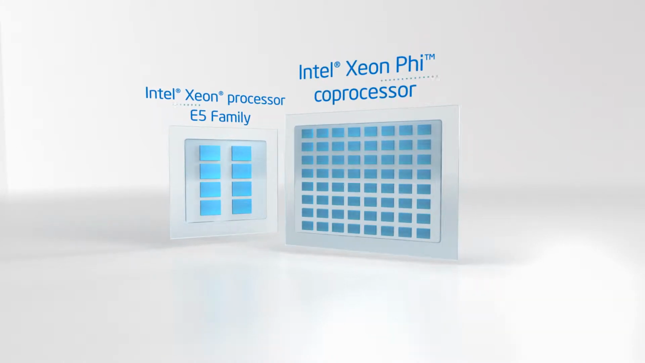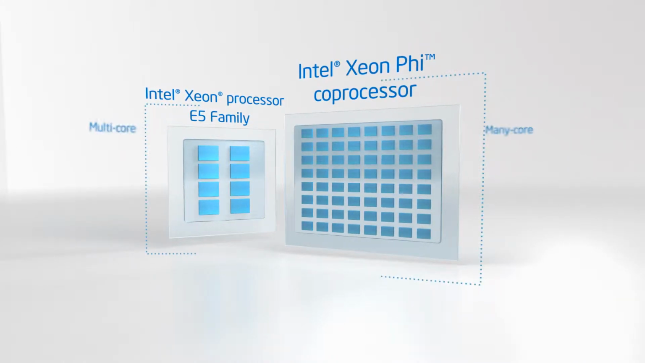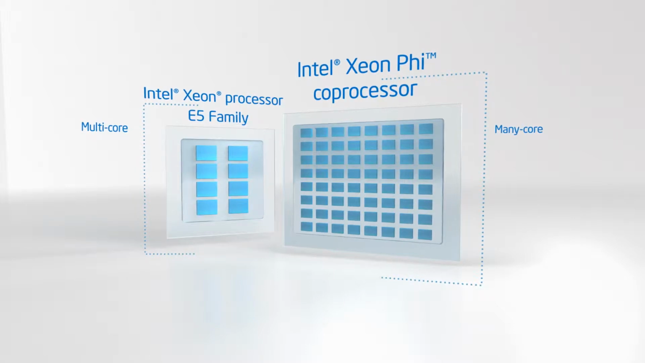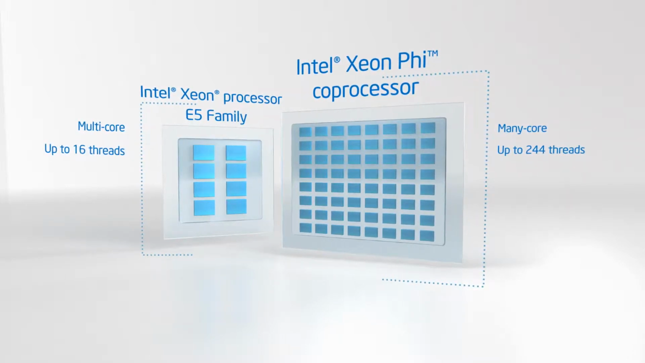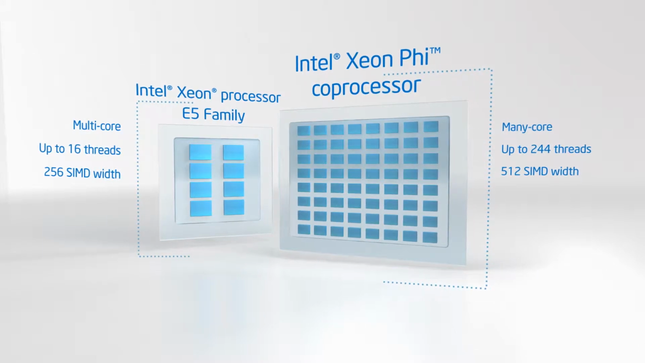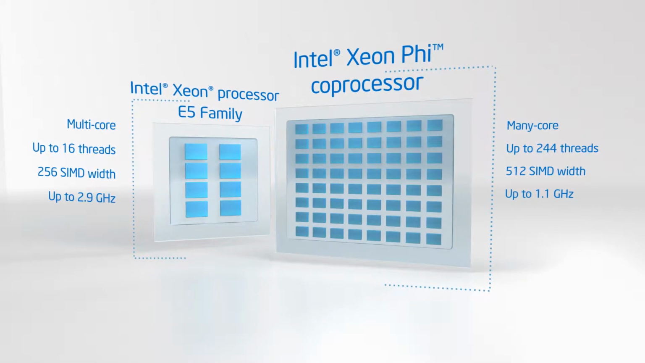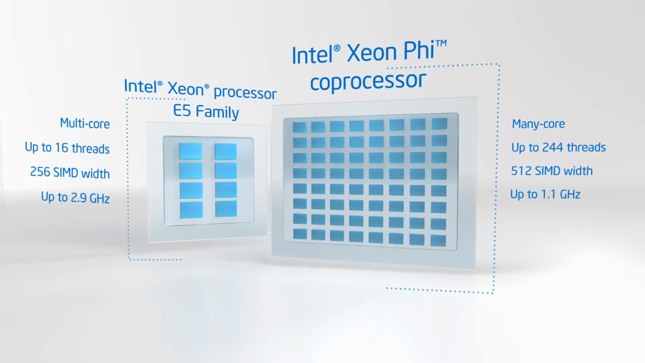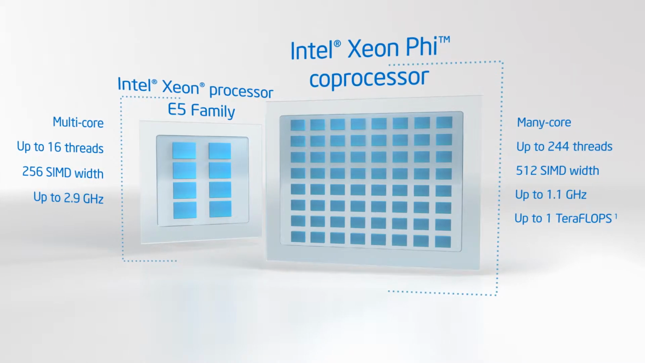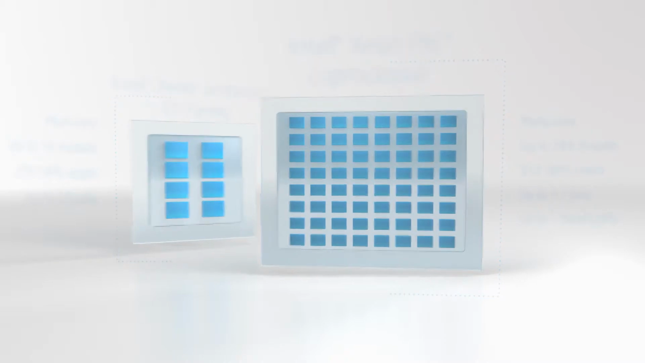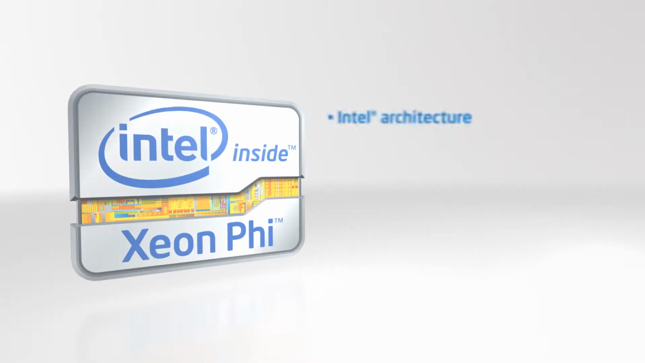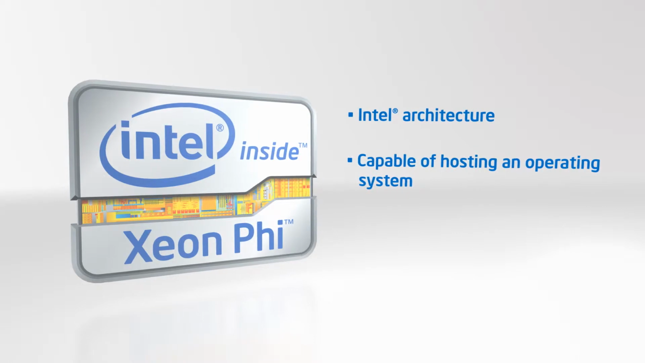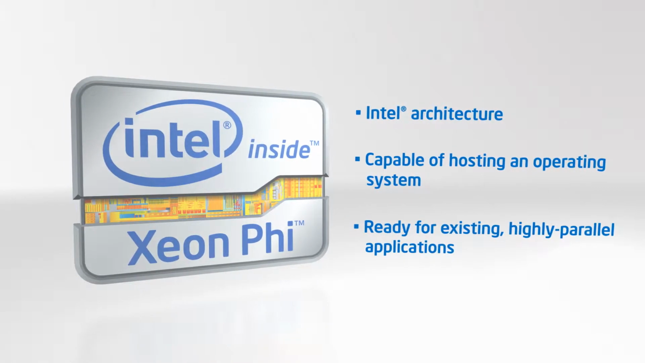So what is it? Compared to a typical Intel Xeon E5 processor, the Intel Xeon Phi coprocessor has far more, but smaller processor cores, many more hardware threads, and wider vector units. While the cores run at a lower clock frequency, having many more cores delivers greater parallelism, up to 1 teraflops of aggregate performance for highly parallel tasks. Besides incredible performance, a significant advantage of the Intel Xeon Phi coprocessor versus accelerators is that it's Intel architecture, capable of hosting an operating system so it's ready for your existing applications.